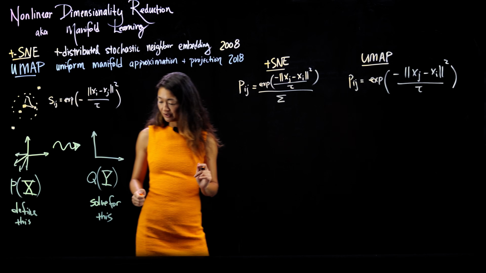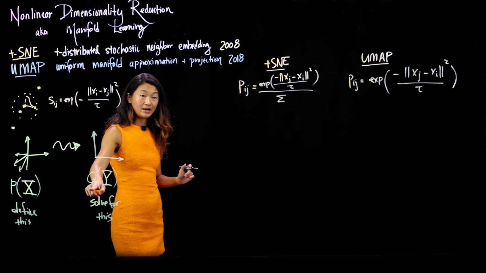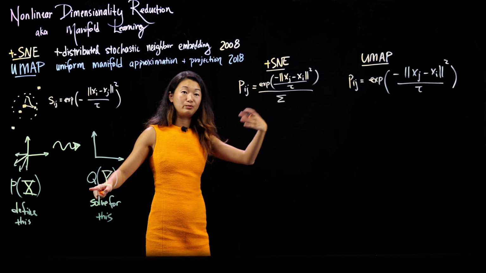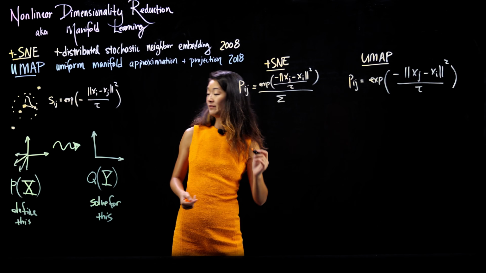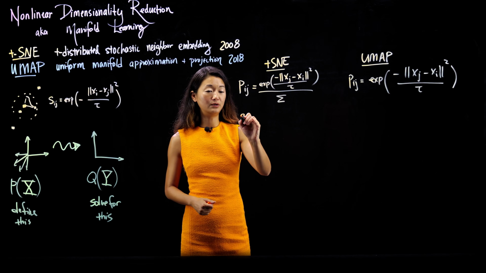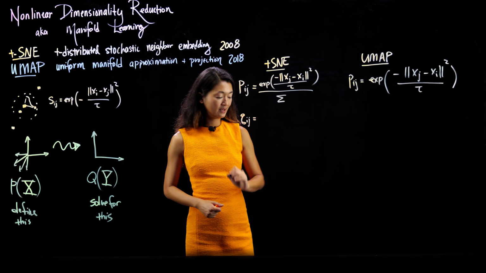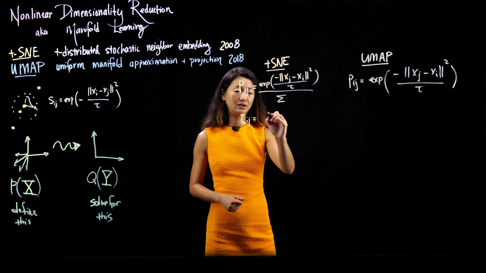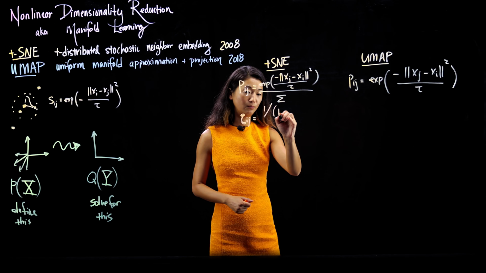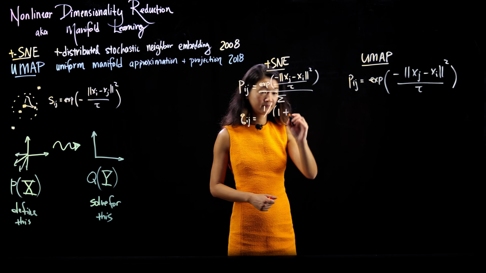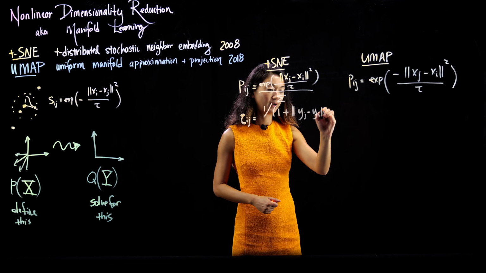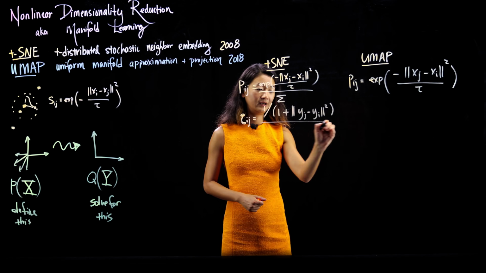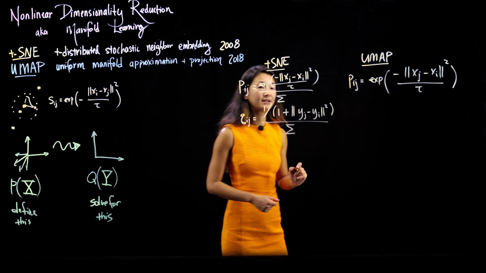So the second thing we have to do in order to solve for Q of y is define this notion of distributions in y space, in this very low dimensional space that we're about to be able to solve for. And so Q ij is defined as 1 over 1 plus the distance between y sub j and y sub i. Okay? And this is, again, going to be normalized.